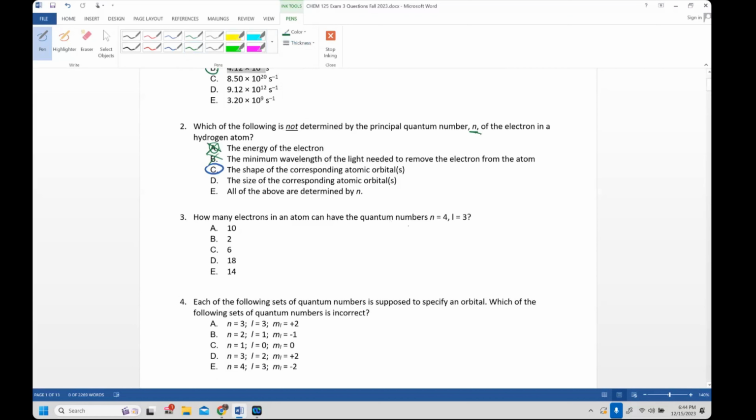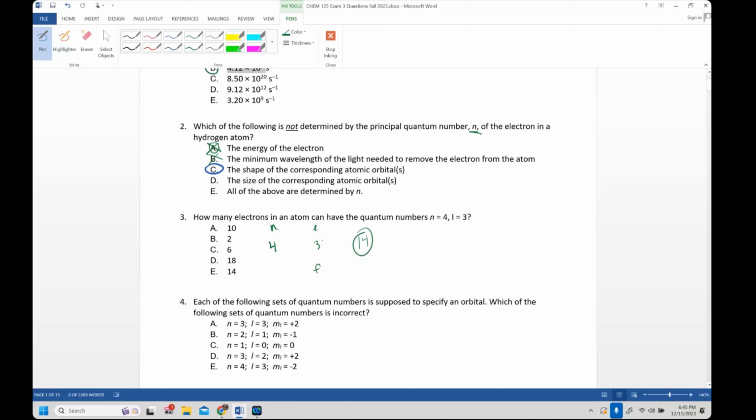Okay, next, how many electrons in an atom can have quantum numbers n equals 4, l equals 3? All right, so we can draw a tree diagram for that. So n equals 4, l equals 3. L equals 3 corresponds to f. Remember, l equals 0 is s, l equals 1 is p, l equals 2 is d, l equals 3 is f. So an f subshell can have 14 possible electrons. So 14 electrons is going to be your answer.